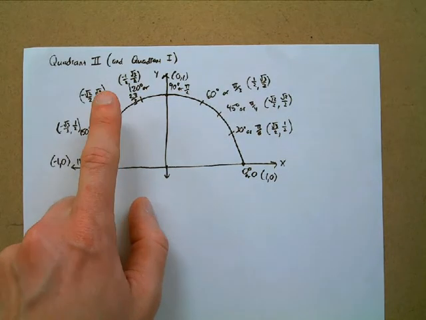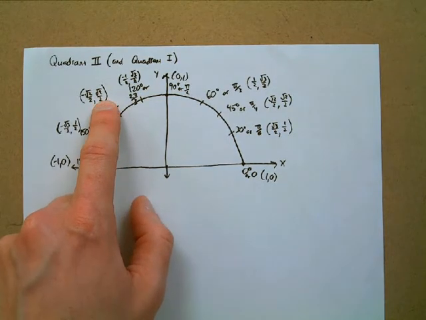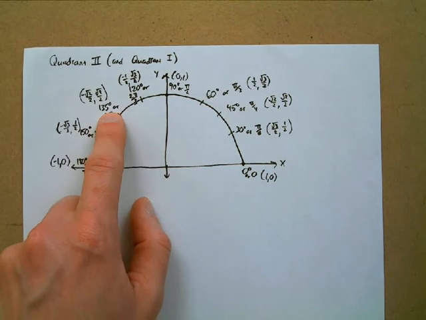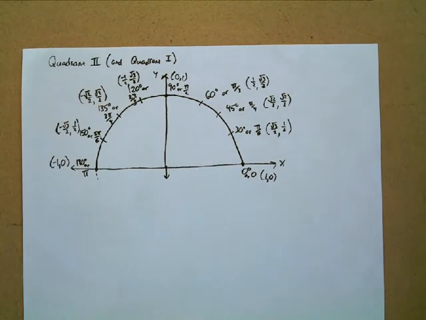So there's our first two quadrants. There it is, and that's how we can evaluate sine and cosine of any of those angles. Any questions on any of that? Okay, so that's all we're going to do today, all right?